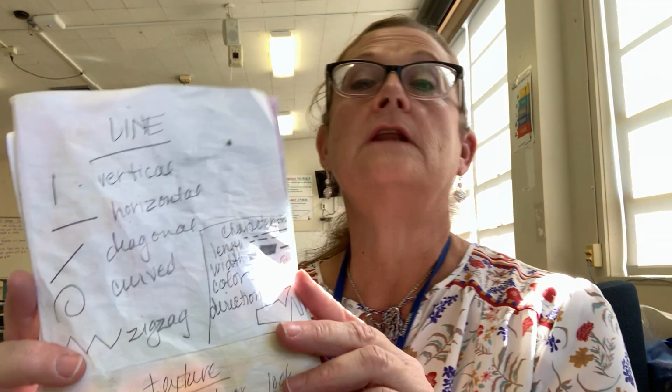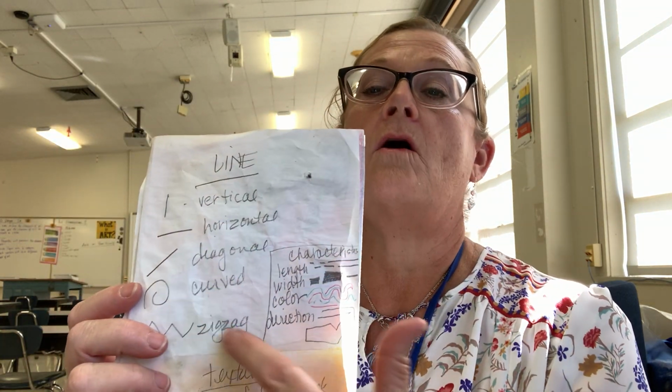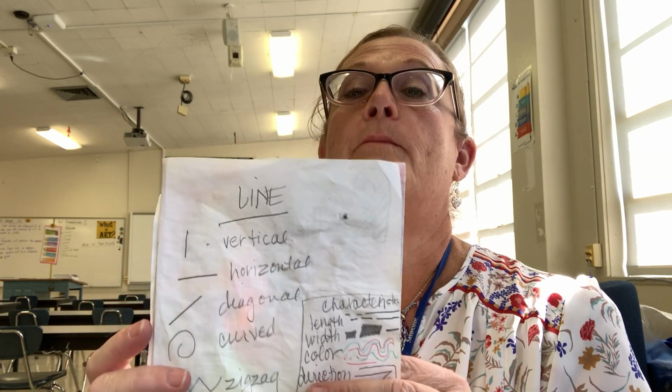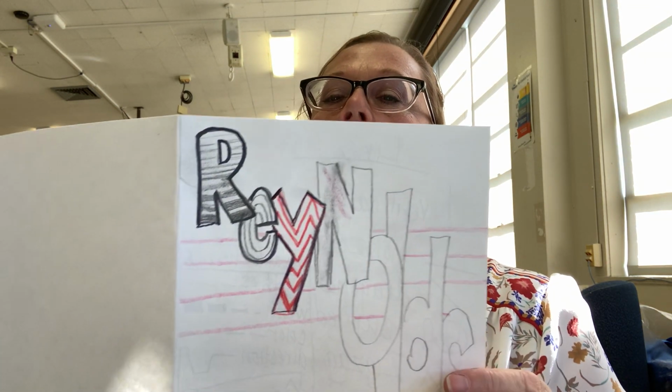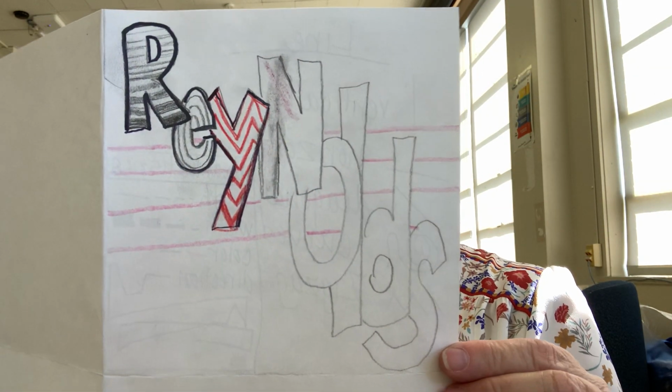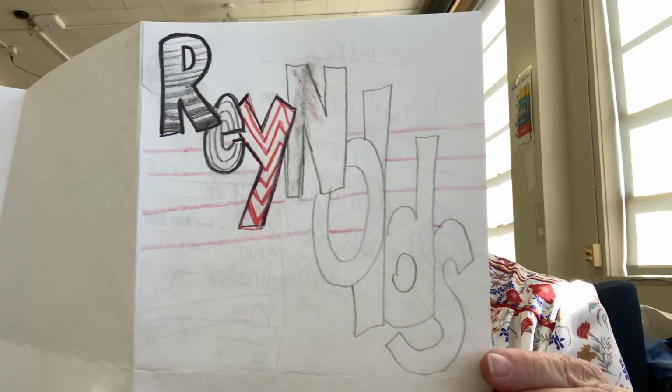Okay, so we have the line parts. We've got this all written down, and it's on the back of where we're going to do our art. Now what you're going to do in this first box is write your name, okay? And this is the name that you would like to be called in my class. So I have started mine here. You can see it. I've got Reynolds written down. Now I could also put my first name on here if I wanted to, but I'm not going to.